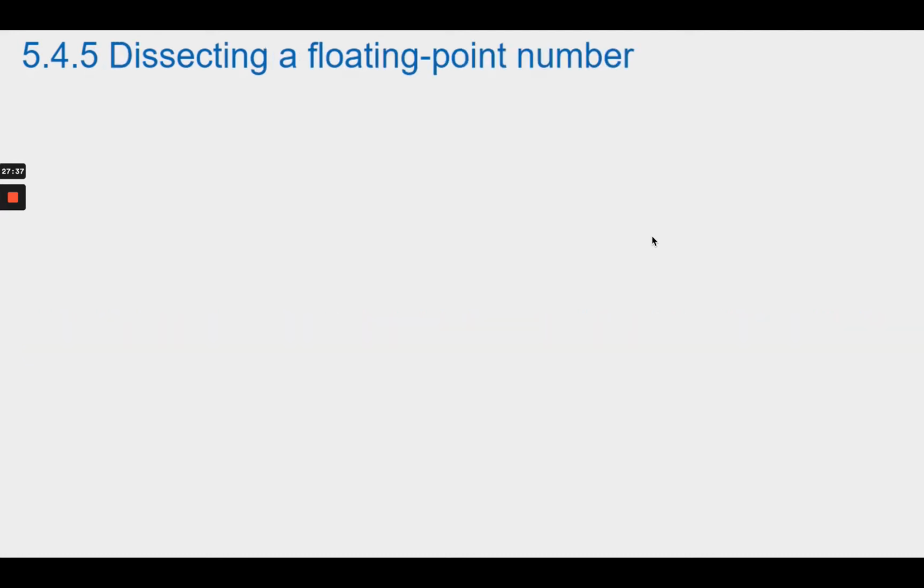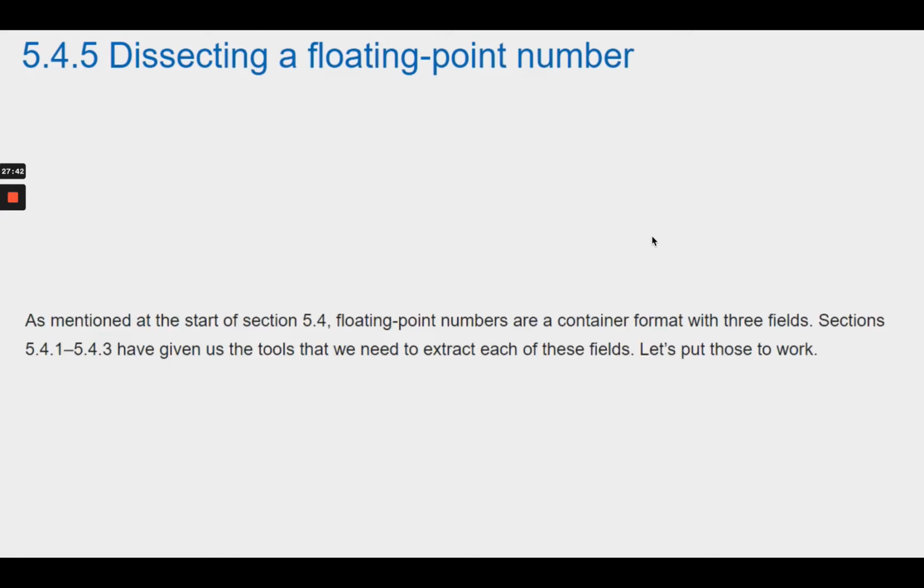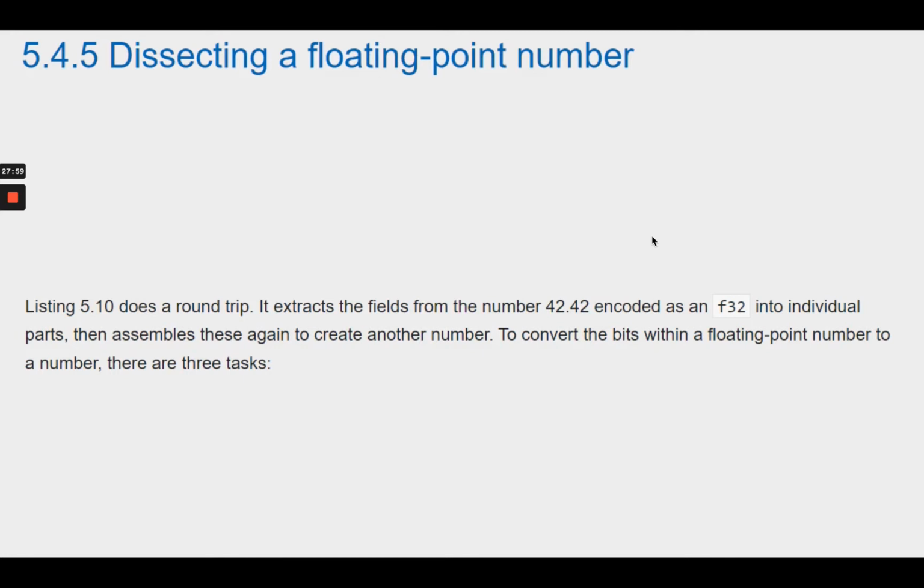Section 5.4.5. Dissecting a floating point number. As mentioned at the start of Section 5.4, floating point numbers are a container format with 3 fields. Sections 5.4.1 through 5.4.3 have given us the tools we need to extract each of these fields. Let's put those to work. Listing 5.10 does a round trip. It extracts the fields from the number 42.42 encoded as an F32 into individual parts, then assembles these again to create another number.